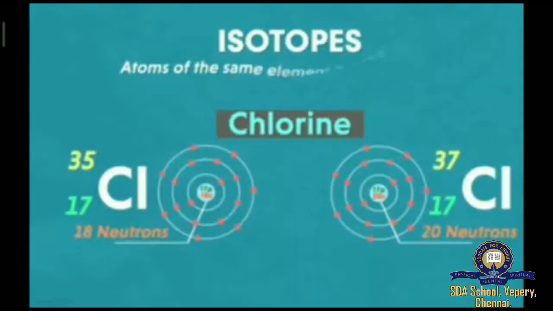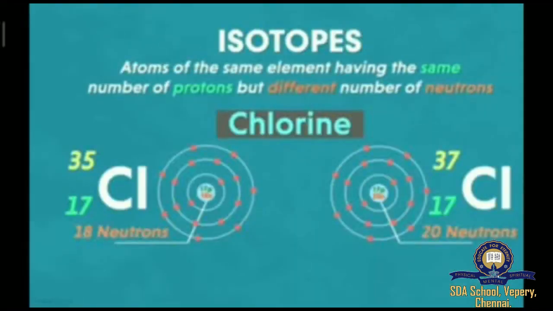Isotopes. Atoms of the same element having the same number of protons but different number of neutrons. Here is an example. When you consider this chlorine atom, in the first chlorine atom, in the nucleus, 18 neutrons and 17 protons are present, right? When you consider the second chlorine atom, it has 17 protons and 20 neutrons. So both have the same number of protons but different number of neutrons.